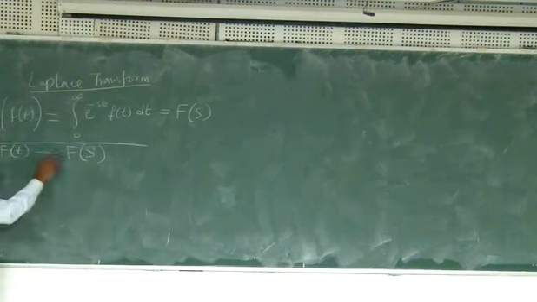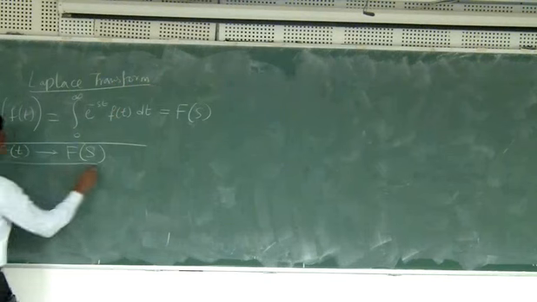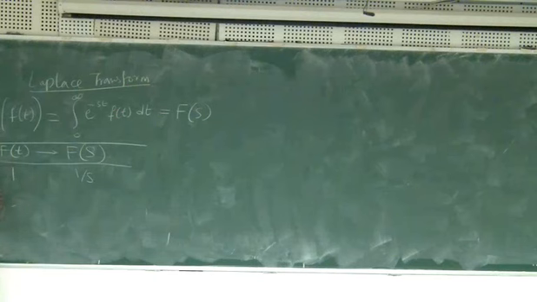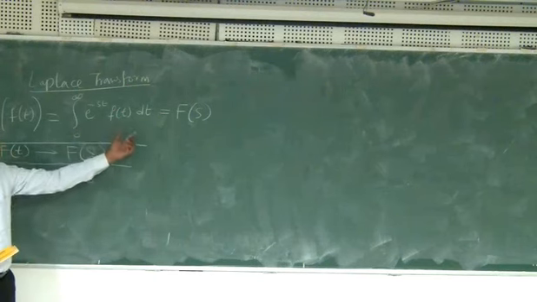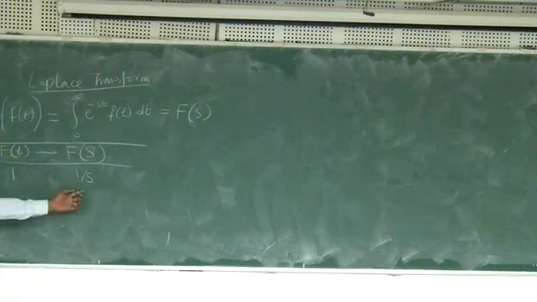So this will transform to this after applying the Laplace transform. So if f of t was 1, it was 1 by s. This we have seen last time. Substitute 1 here and then calculate this integration, you will get 1 by s. I don't want to repeat it again.